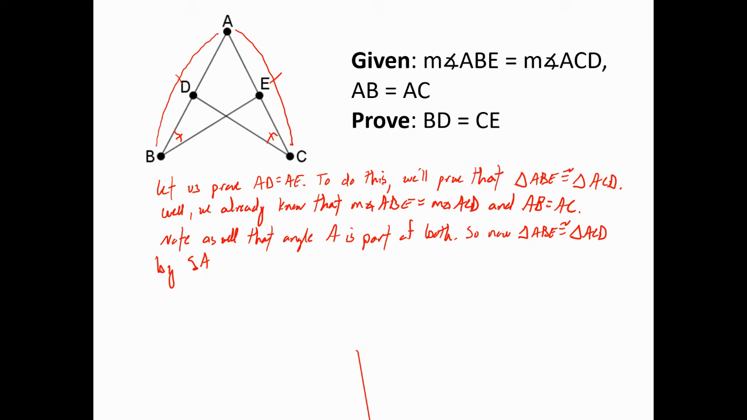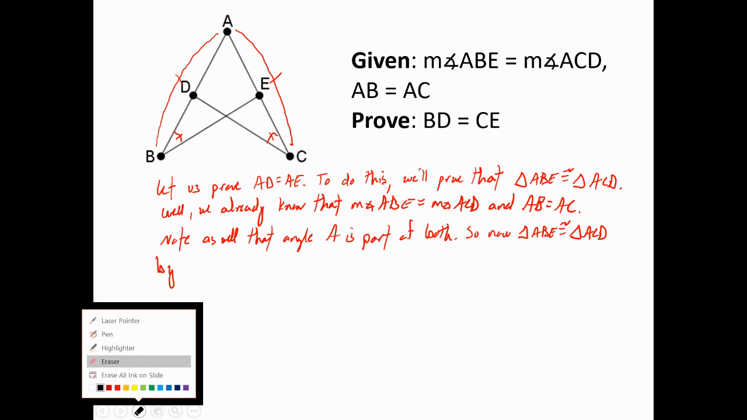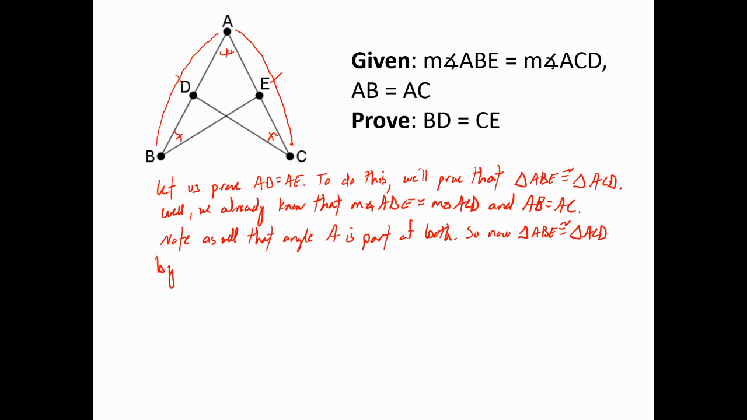Ooh, got to be careful about this. I also have to get rid of the junk. It's not SAS, is it? It's angle side angle, because as we noted, A is a part of both, right? So that's angle side angle congruence by ASA congruence.